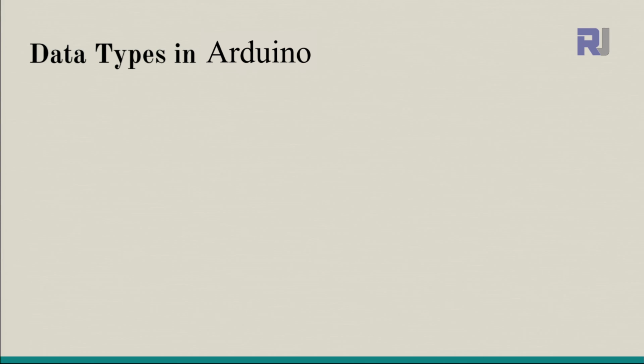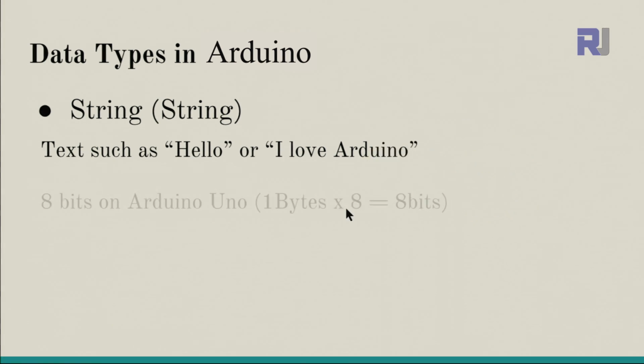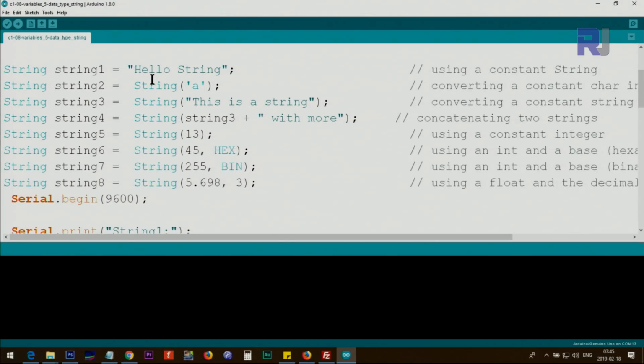We have another data type in Arduino called string, and it is used to store text such as hello or I love Arduino. Here in this example, which I've taken from the Arduino website, I've defined a new variable of string type called string1. Pay attention, it is written with a capital S, and I'm assigning this text to this variable, hello string, with a double quotation at the beginning and a double quotation at the end. This will store this in string1.